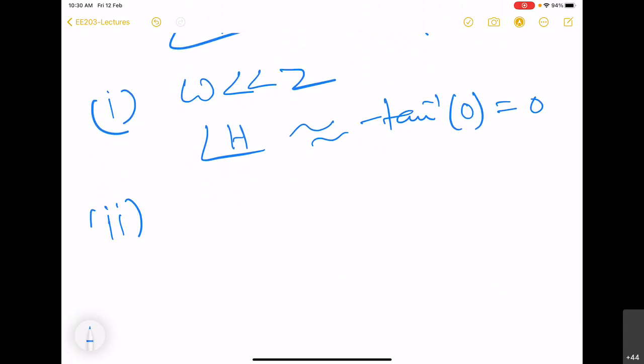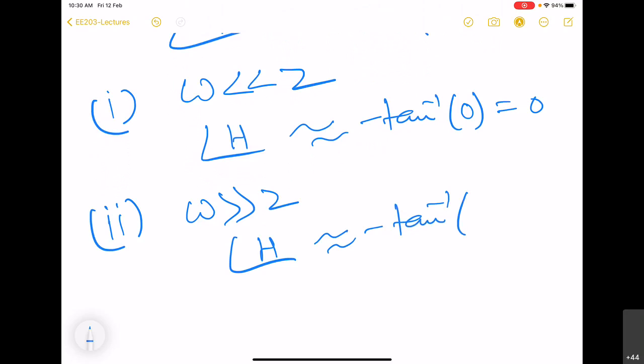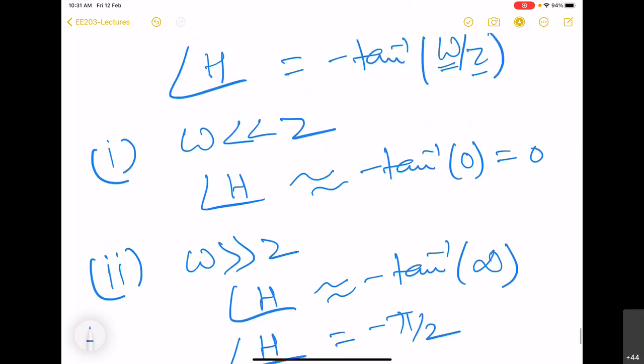Now we consider the second case, that is omega much greater than z. In this case, phase is approximately minus tan inverse infinity. So this will be minus pi by 2.